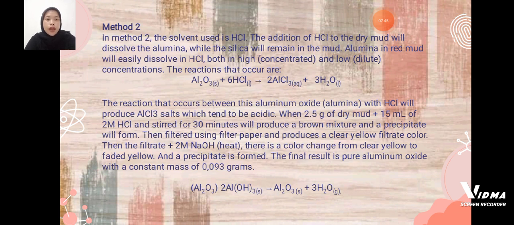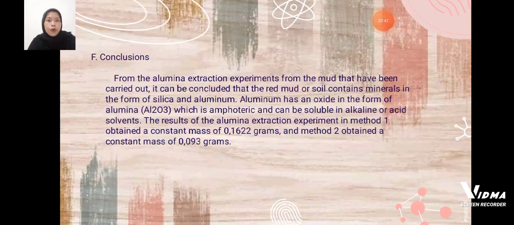2Al(OH)3 become Al2O3 plus 3H2O. The next conclusion: from the alumina extraction experiment from red mud that has been carried out, it can be concluded that red mud is soil containing minerals in the form of silica and aluminum. Aluminum has an oxide in the form of alumina or Al2O3, which is amphoteric and can be soluble in alkaline or acid solvent. The result of the alumina extraction experiment in method 1 obtained a constant mass of 0.1622 grams and method 2 obtained a constant mass of 0.093 grams.